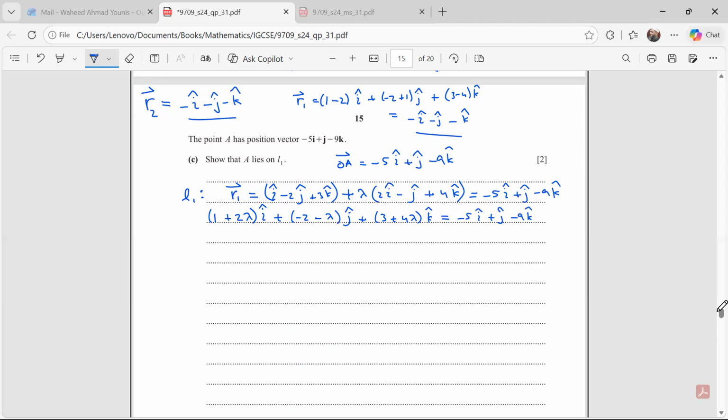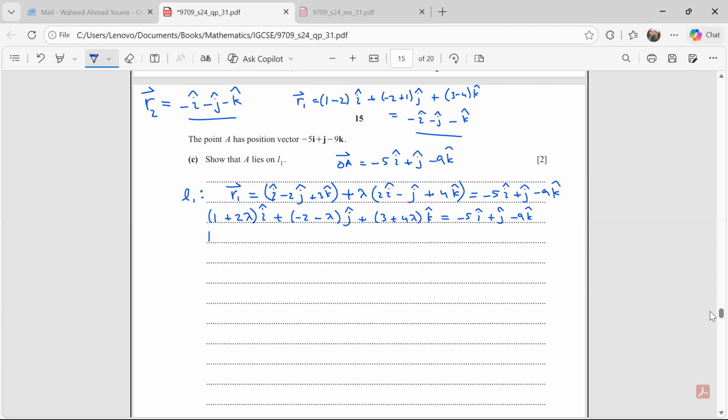If this point A lies on the line, then we can find a unique value of lambda which will satisfy this whole equation. So for that particular value of lambda, this whole i will be equal to minus 5, this whole j will be equal to plus 1, this whole k will be equal to minus 9. And if we cannot find a unique value of lambda this way, that means this point A does not lie on the line L1.